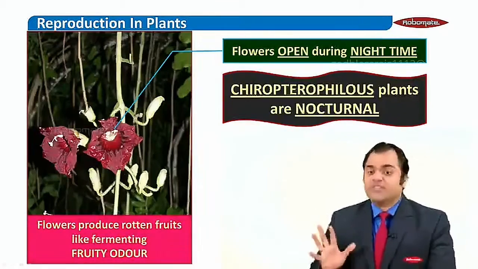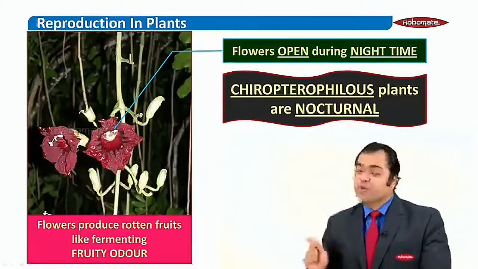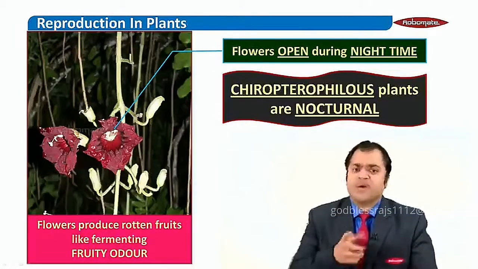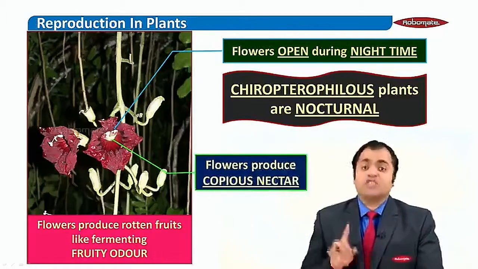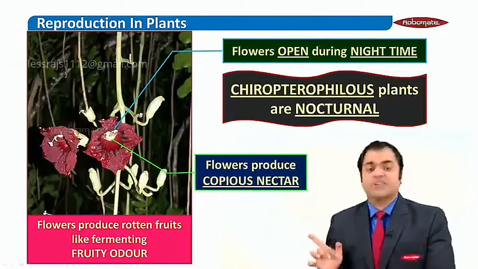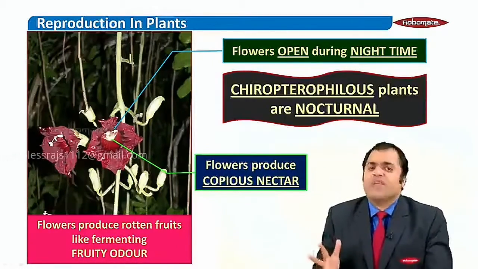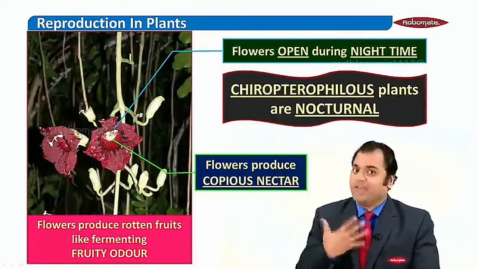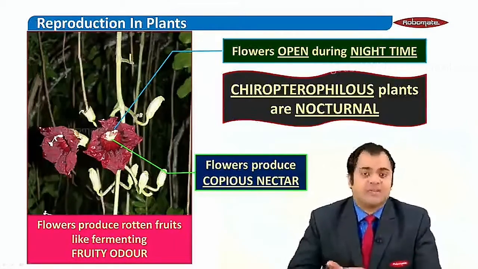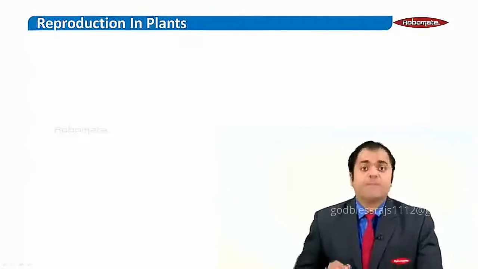Also remember, these flowers produce a rotten fruit-like fermenting fruity odor, which is good enough to attract the bats at night. Is that okay? Moving on, you should also know that these flowers are going to produce copious amounts of nectar, which means a lot of nectar. Because remember, unlike birds, bats have a bigger appetite. They would want more nectar. So these plants produce copious nectar. Is it okay? Moving on.